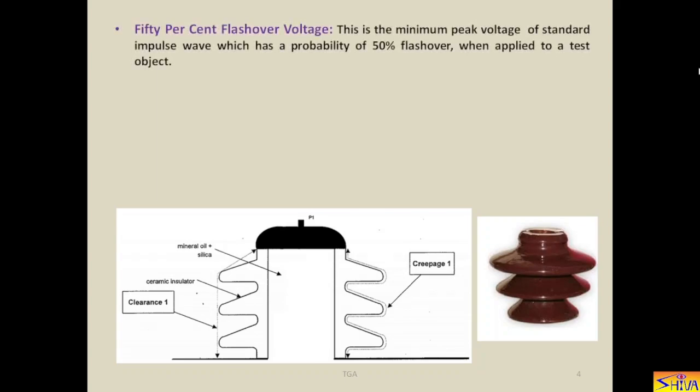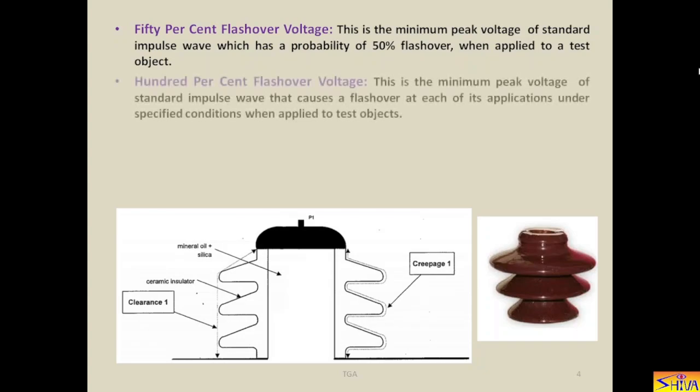Next is 50% flashover voltage. This is the minimum peak voltage of a standard impulse wave which has a probability of 50% flashover when applied to a test object. Next is 100% flashover voltage. This is the minimum peak voltage of a standard impulse wave that causes a flashover at each of its application under a specified condition when applied to test object. Now here it is important that it is the minimum peak voltage in both the conditions. And obviously the 50% flashover voltage will be less than 100% flashover voltage.